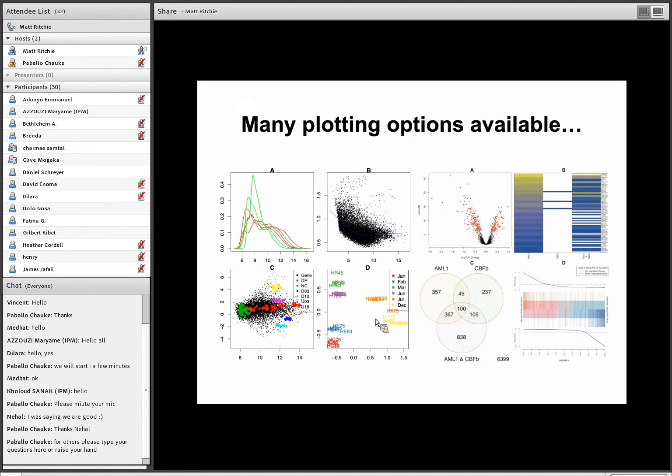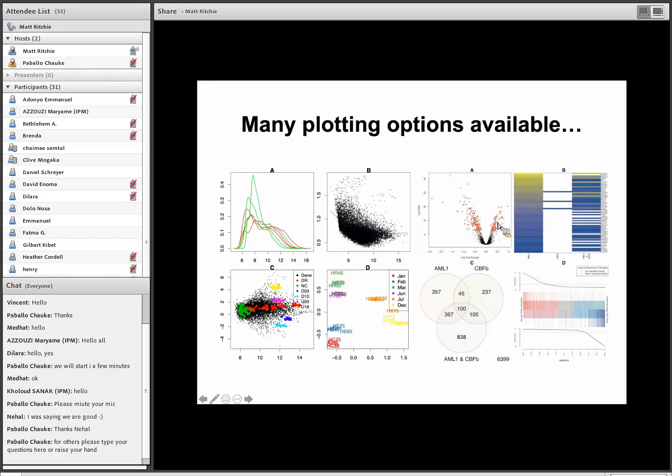LIMMA is able to produce lots of really cool plots. The plots on the left are some plots for the QC of your data, assessing how the different samples look, what the distribution of the expression values is, what the mean-variance relationship in your data set is, how different control genes look in your data set, and how the samples relate to each other. So the plots on the left are super useful for getting a picture of the quality of the data, and the plots on the right are useful for summarizing the results of your analysis.